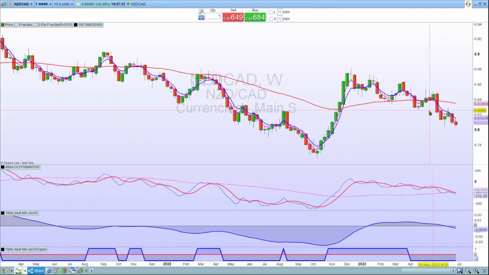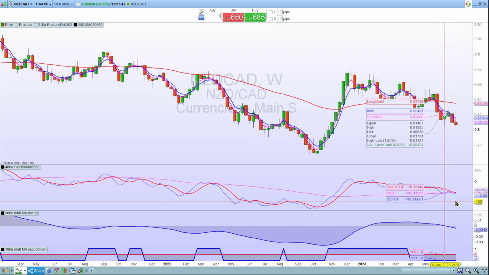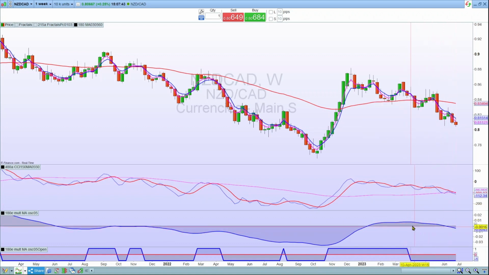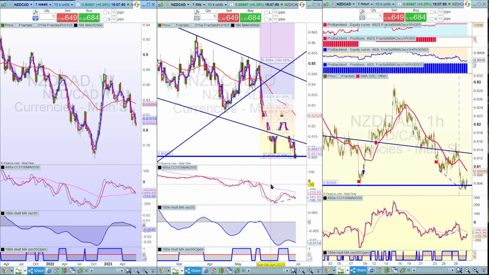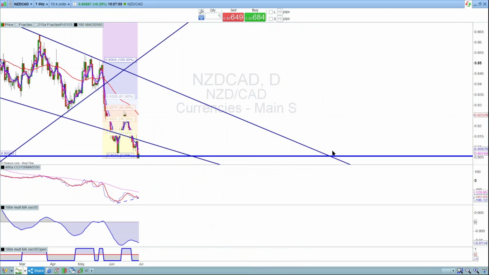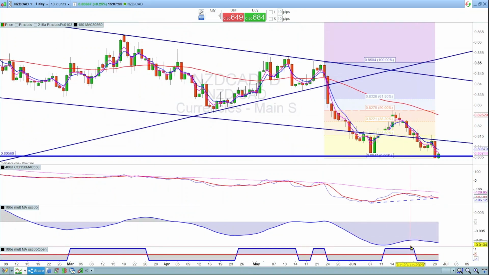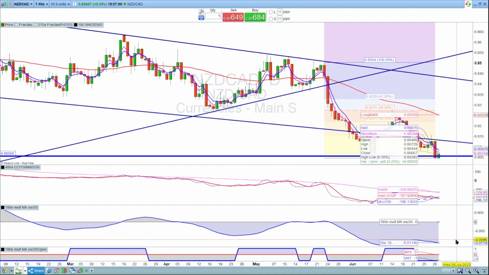So on the weekly, first off, all our indicators are downtrending. The triple moving average of the price chart, the moving average of the CCI 150, and the multiple moving average oscillator are also bearish. So primarily bearish trades should be taken if the weekly and the daily are aligned, which they are. Looking at the daily as well, it's a bearish momentum. So we're taking bearish trades only on the hourly.